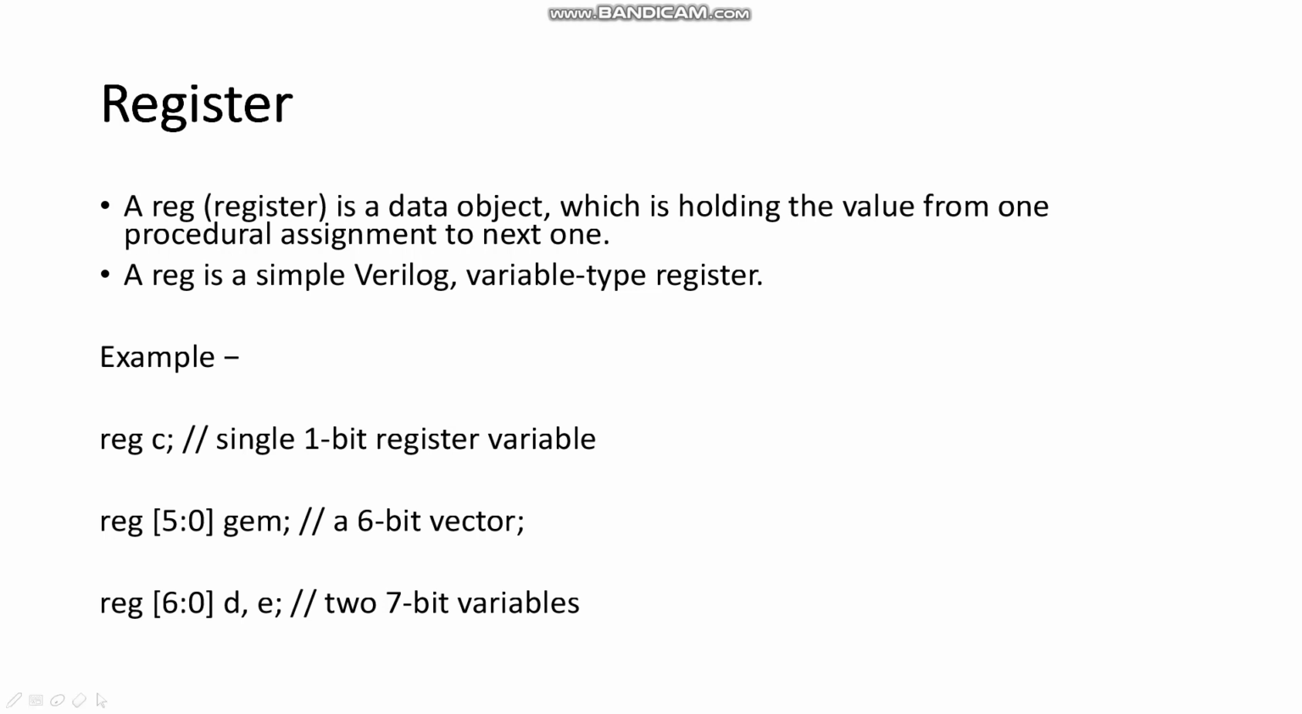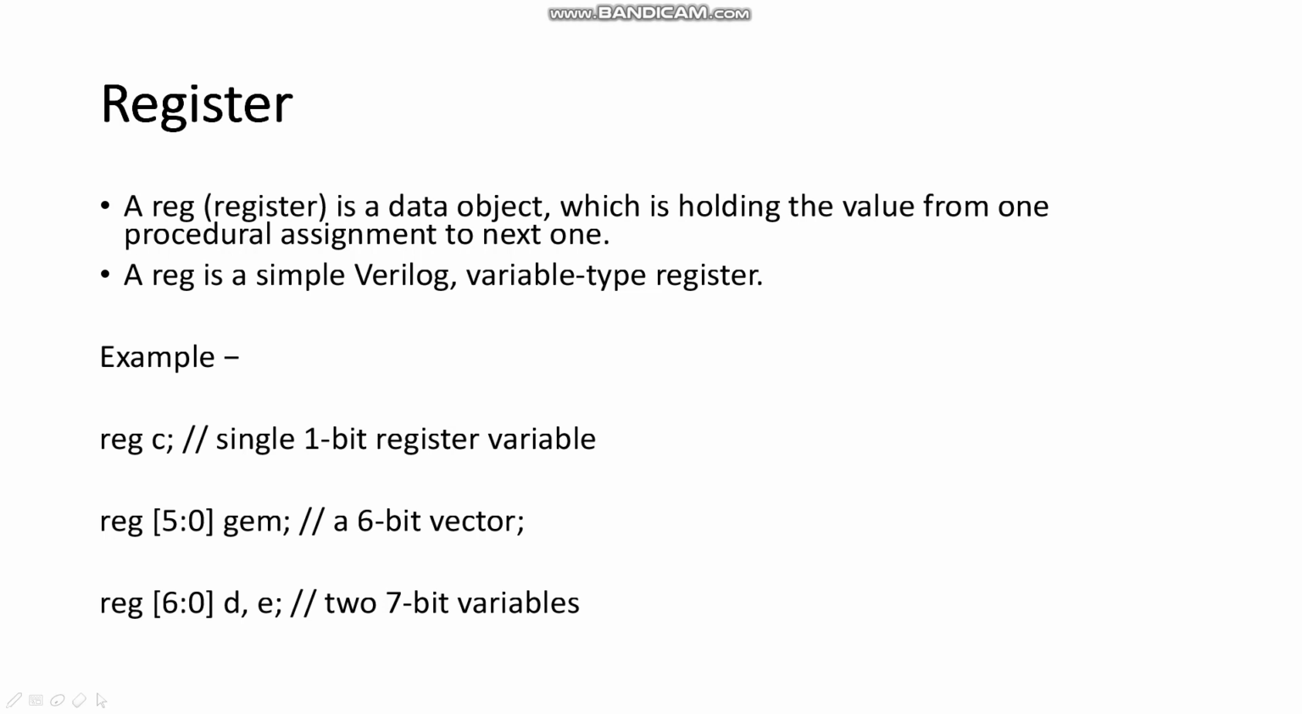For example, reg c, where reg is the keyword to represent the register data type. Here c is a variable, and its value can be stored like a single-bit register. Then reg [5:0] is a 6-bit vector.